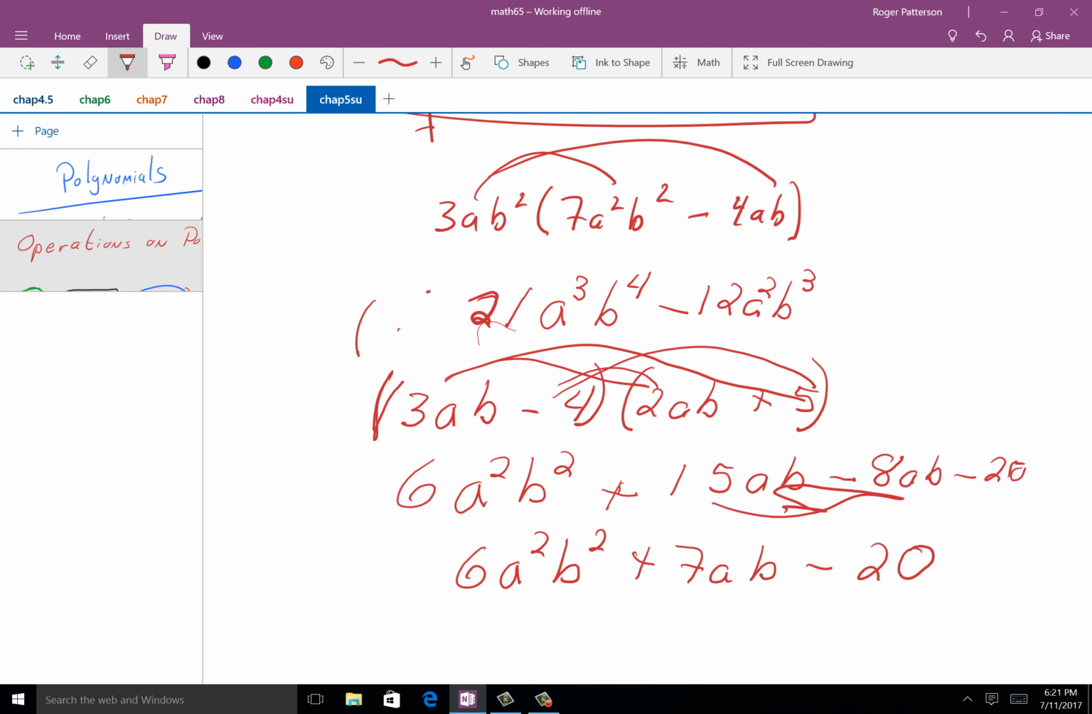Any questions on that? Okay, I'm going to do a little bit of 5.5, and then I'm going to have to shut this down and reboot so I can see what the heck I'm doing better.